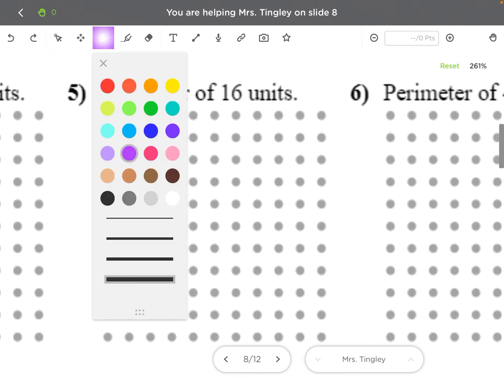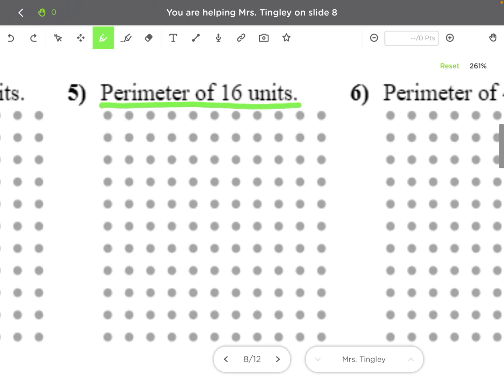We're going to skip to another one where we start with the perimeter. So let's go to number 5. We're starting with the perimeter, so let's grab our perimeter color. Perimeter is the outside of a shape. Remember, we have to make a rectangle or a square. So I'm thinking in my head, how can I make a rectangle or a square with 16 units? I want you to try for a second to draw a rectangle or a square with a total of 16 units around. Go ahead and try that now.